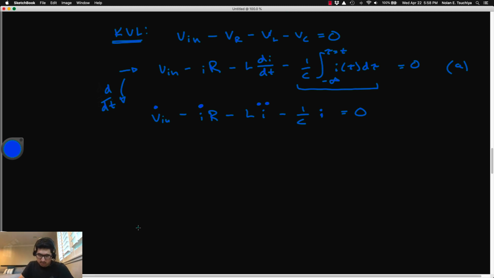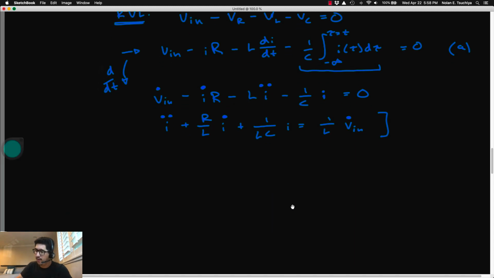Okay. So if we put all the stuff with V in on one side of the equation and the stuff with I on the other side of the equation, we can generate a second order ODE in terms of I and V in. So we'll write it out this way. I double dot plus R over L I dot plus 1 over LC I is equal to 1 over L V in dot. This is an ODE. This is a differential equation that expresses the input voltage to the current flowing through that circuit.